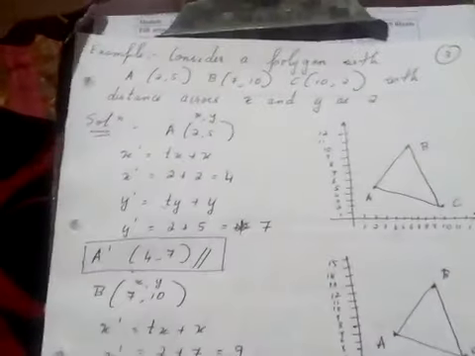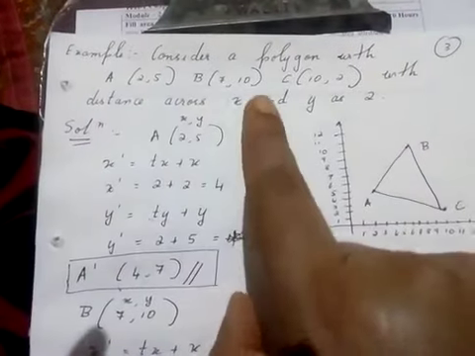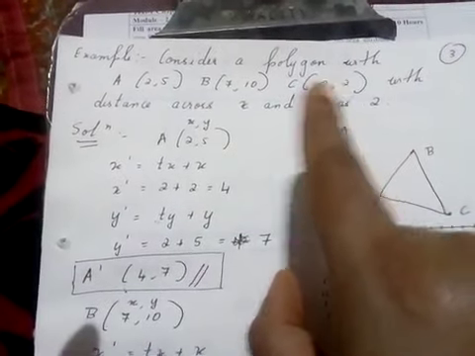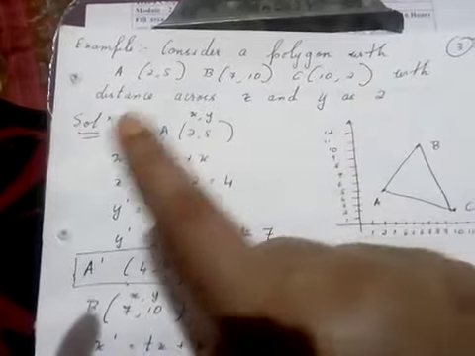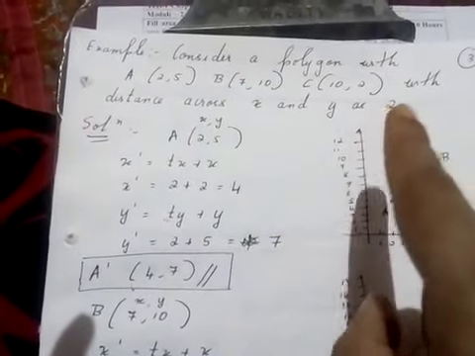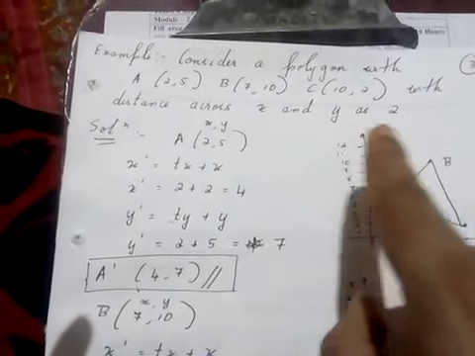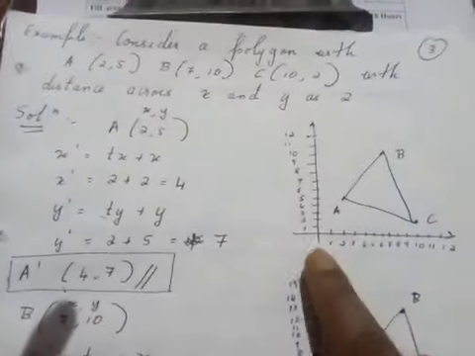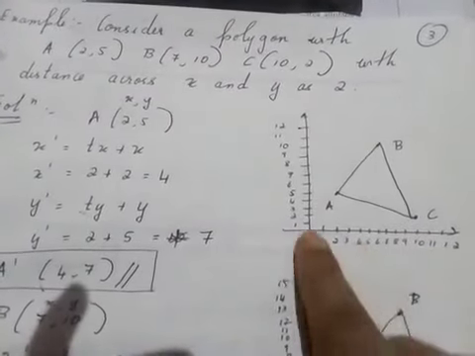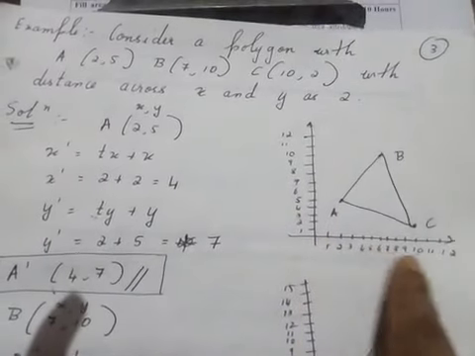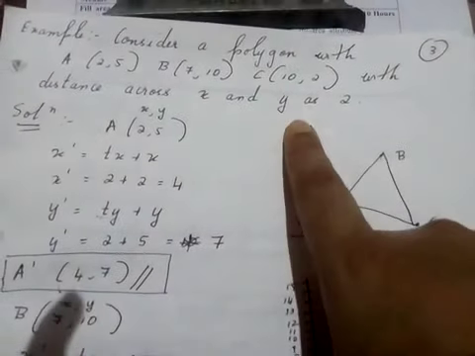So I'll be solving a problem on this. What is the problem given here? Consider a polygon with 3 points: A (2, 5), B (7, 10), C (10, 2). They have given the distance across x and y as 2. That means tx and ty both are 2. What I have done here is I have already drawn the polygon, put some points along x, put some points along y.